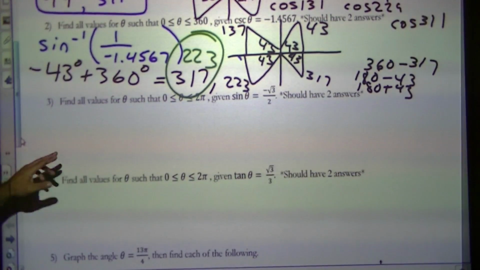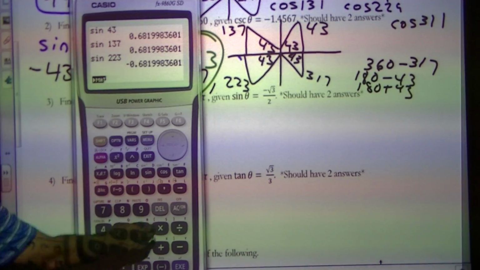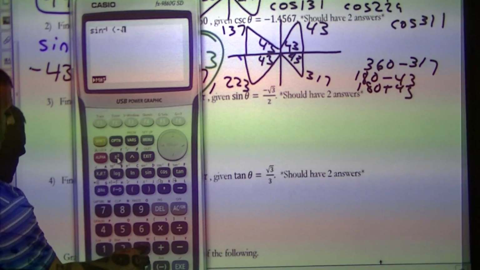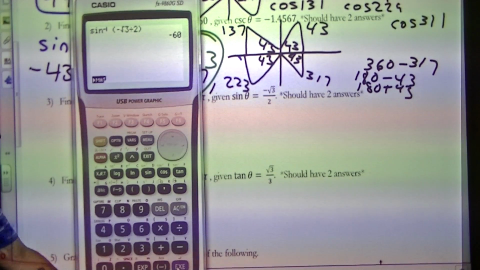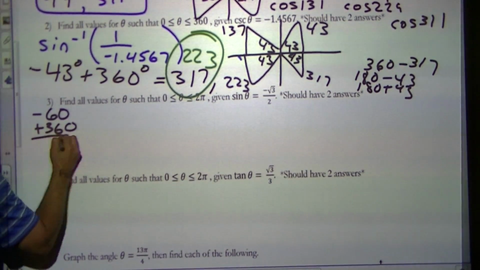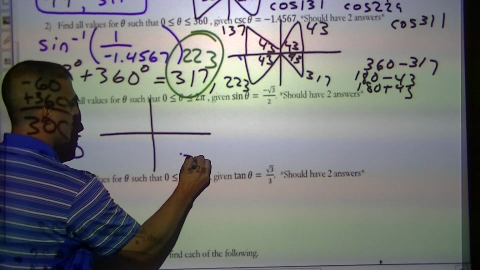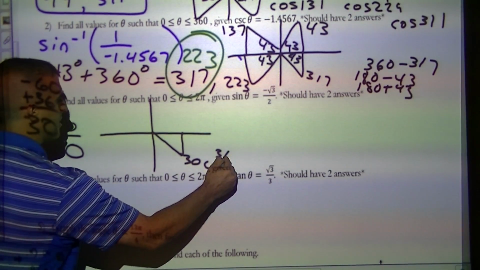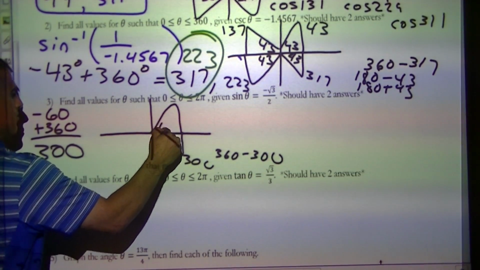It says find all the values. It's almost the same thing. I'm going to do inverse sine of negative square root of 3 divided by 2. That gives me negative 60 for my first angle. I don't want negative 60, so I'm going to add 360 to that. My first one that works is 300. 300 would be down here. The way I figure out what goes inside is 360 minus 300. For that quadrant, they're all going to be 60-degree triangles.